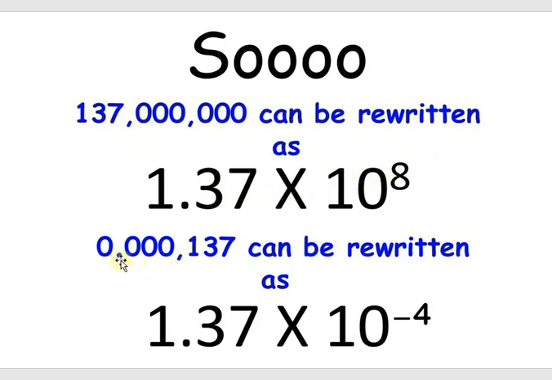Similarly, if the decimal point moves towards the right, how many digits can it move? 1, 2, 3, 4. So we have this number between 1 and 10. It moves 4 decimal places, so the power is minus 4 as it moves towards the right. 1.37 times 10 to the power minus 4.